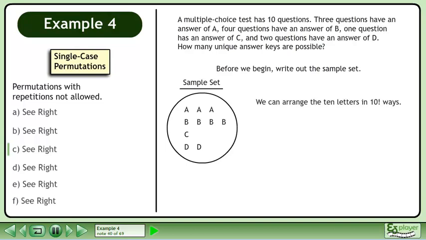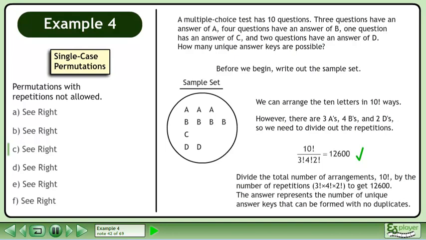We can arrange the 10 letters in 10 factorial ways. However, there are 3 A's, 4 B's, and 2 D's, so we need to divide out the repetitions. Divide the total number of arrangements, 10 factorial, by the number of repetitions, 3 factorial times 4 factorial times 2 factorial, to get 12,600. The answer represents the number of unique answer keys that can be formed with no duplicates.